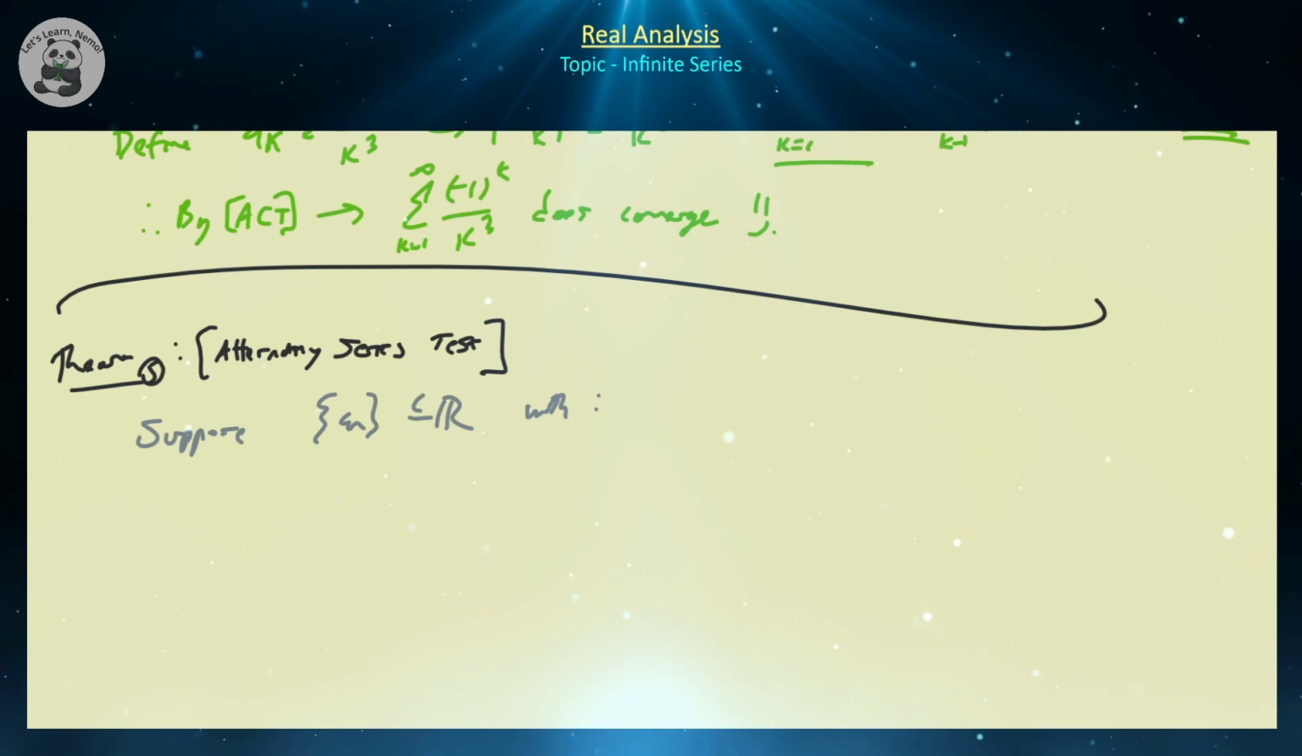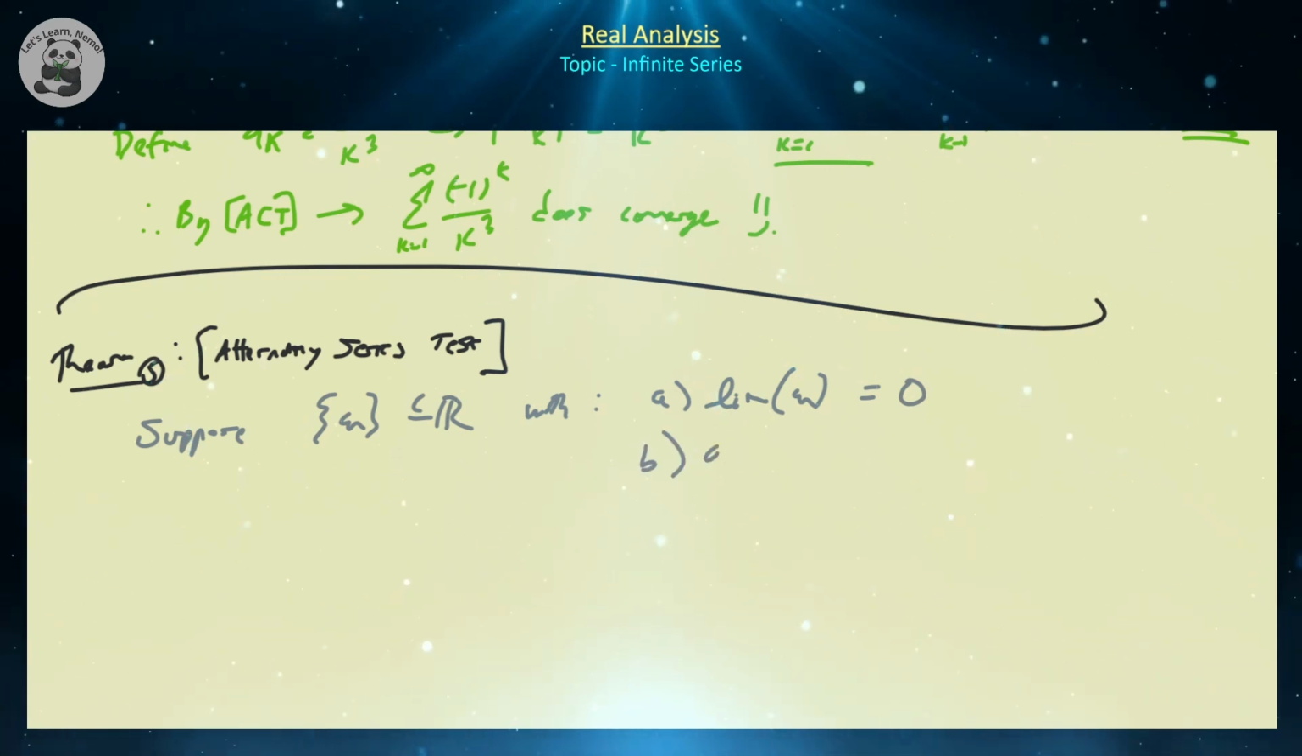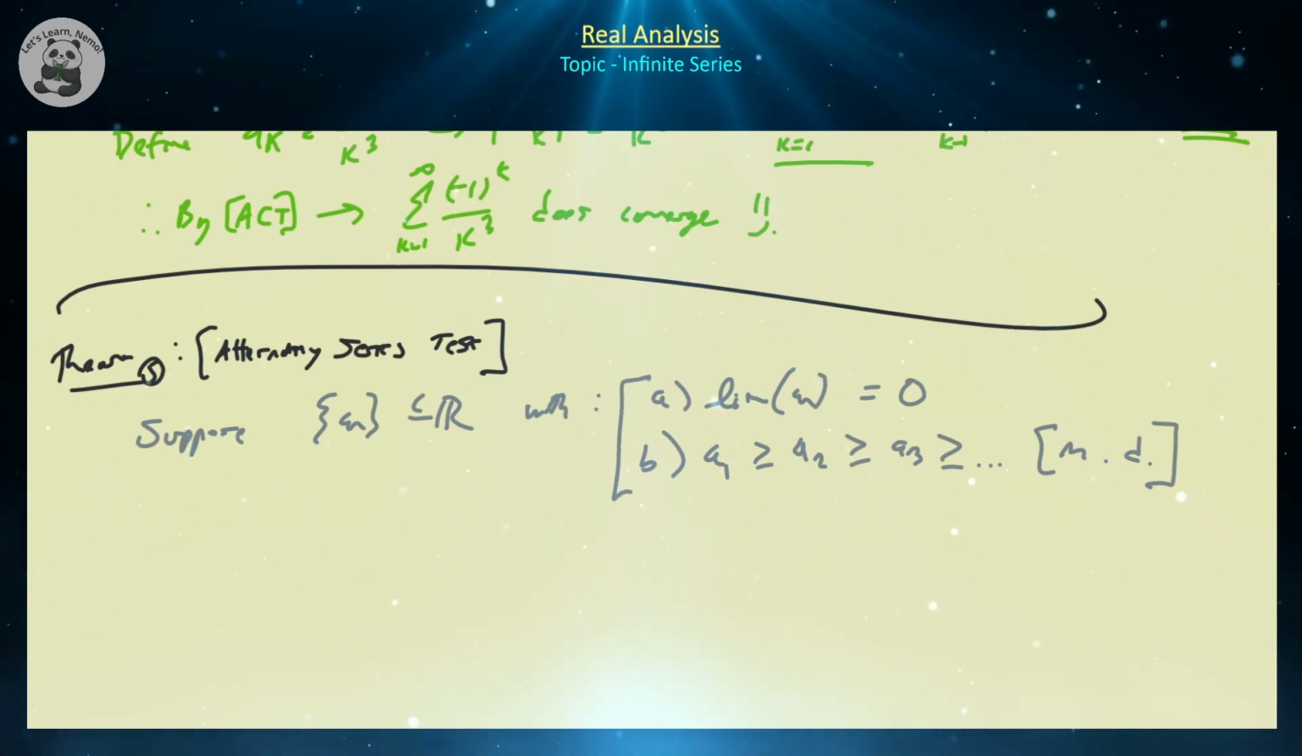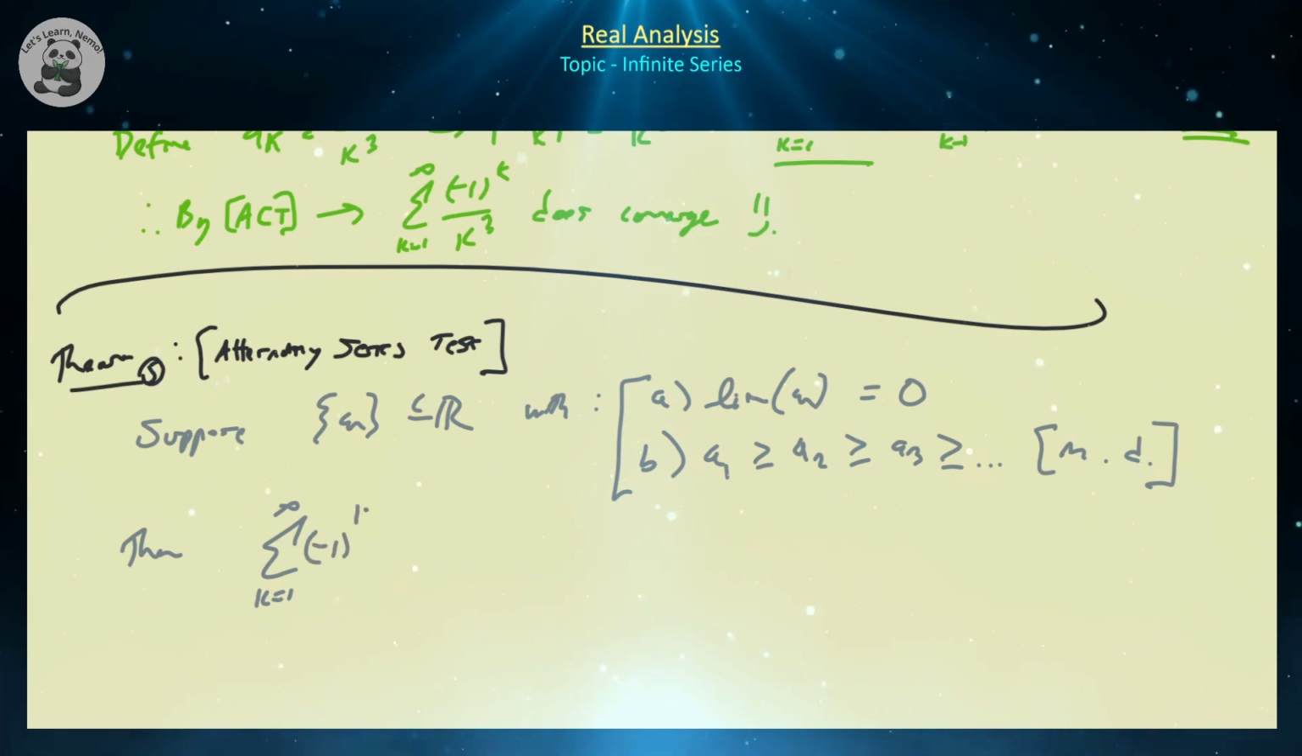satisfies two properties. The first property is that the limit of AN must be equal to 0, and second, a1 must be greater than or equal to a2, must be greater than or equal to a3, must be greater than or equal to, and so on. That is, this sequence is a monotonically decreasing sequence. So if we have a monotonically decreasing sequence, and it doesn't have to be strictly monotonically decreasing, and the limit being equal to 0, then the series, the sum from k equals 1 to infinity of minus 1 to the power of k of our little sequence AK, this will converge.